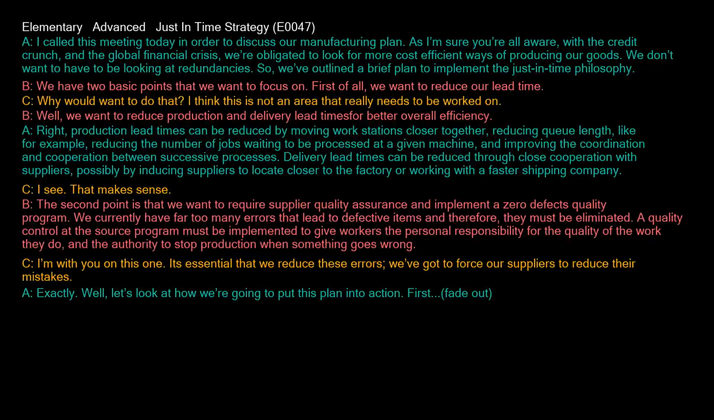Delivery lead times can be reduced through close cooperation with suppliers, possibly by inducing suppliers to locate closer to the factory or working with a faster shipping company. I see. That makes sense. The second point is that we want to require supplier quality assurance and implement a zero defects quality program. We currently have far too many errors that lead to defective items, and therefore, they must be eliminated. A quality control at the source program must be implemented to give workers personal responsibility for the quality of the work they do and the authority to stop production when something goes wrong.